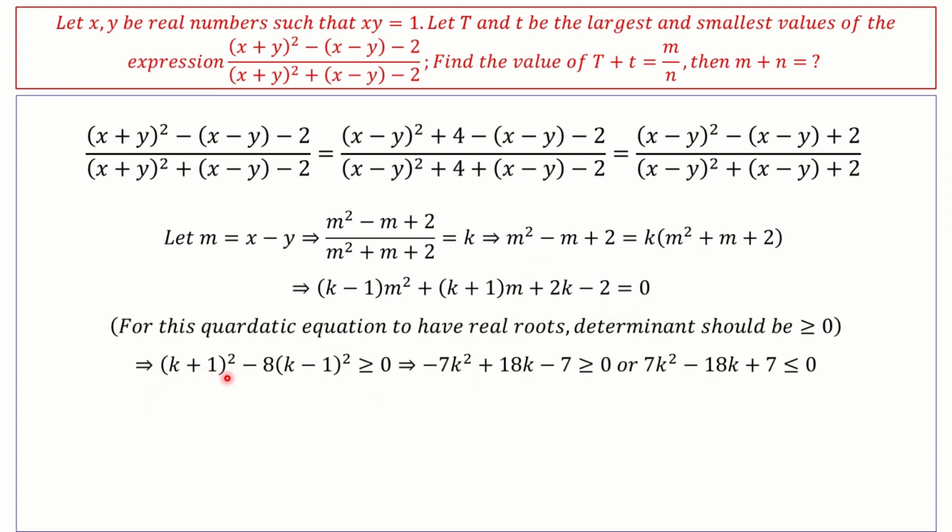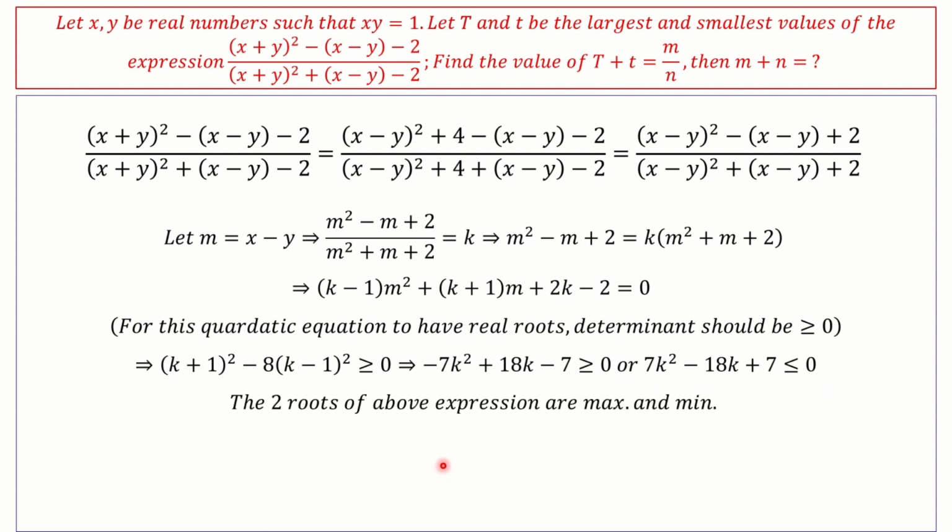So the discriminant is nothing but k plus 1 whole square minus 4 times k minus 1 into 2 times k minus 1, so 8 times k minus 1 whole square, which is greater than or equal to 0. You again expand it, what you will get is minus 7k square plus 18k minus 7 greater than or equal to 0. If I remove the minus sign, the greater than or equal to will become less than or equal to, right? So 7k square minus 18k plus 7 is less than or equal to 0.